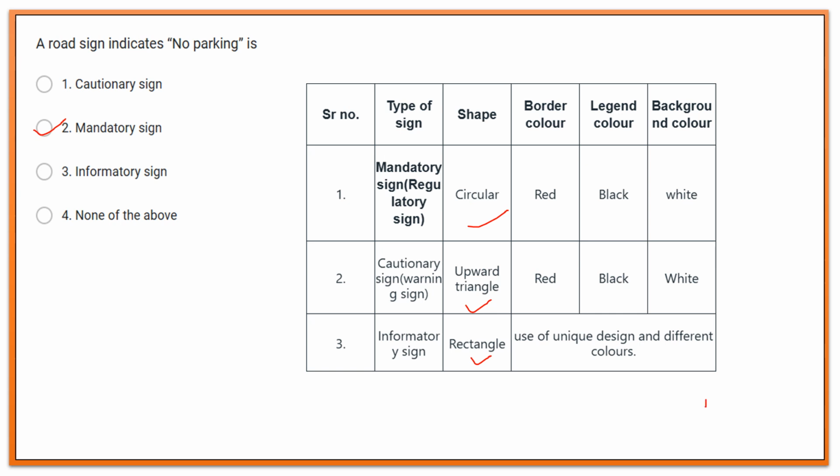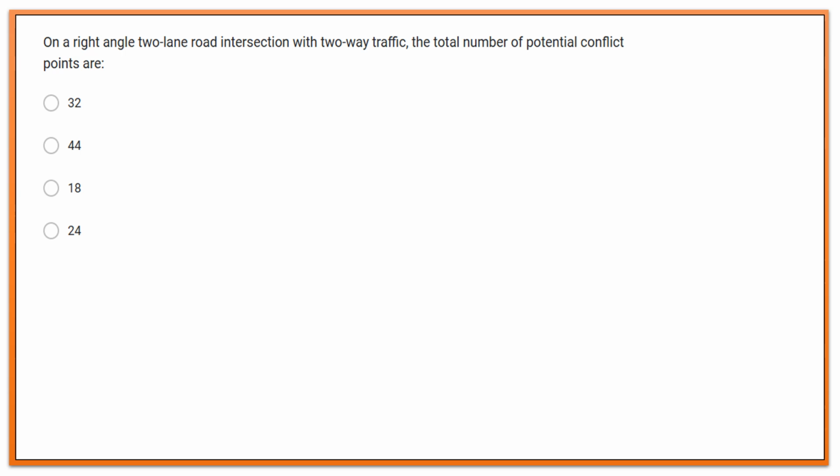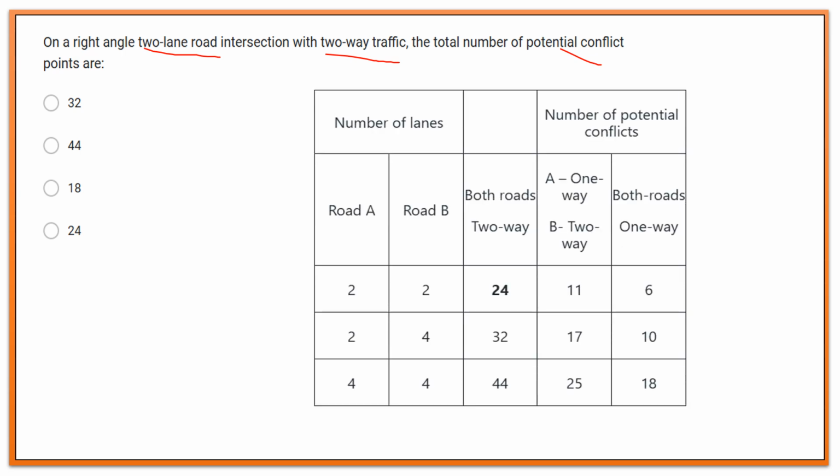The next question: on a right angle two lane road intersection with two-way traffic, the total number of potential conflict points are? In the question, a two lane road is given, and two-way traffic is given. For different types of roads, different lanes, two-way traffic, one-way traffic, and for all the different kinds of traffic, the potential conflict is different. So this is the chart for potential conflict.